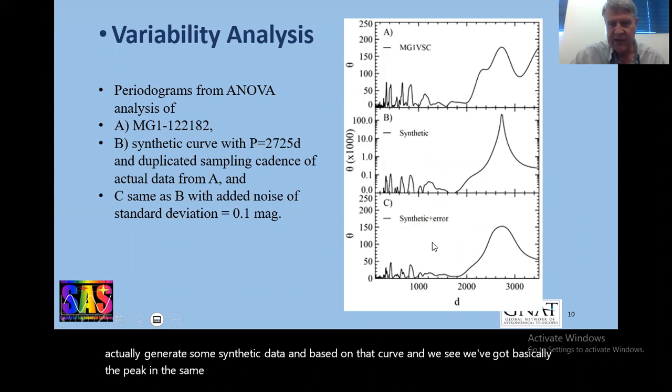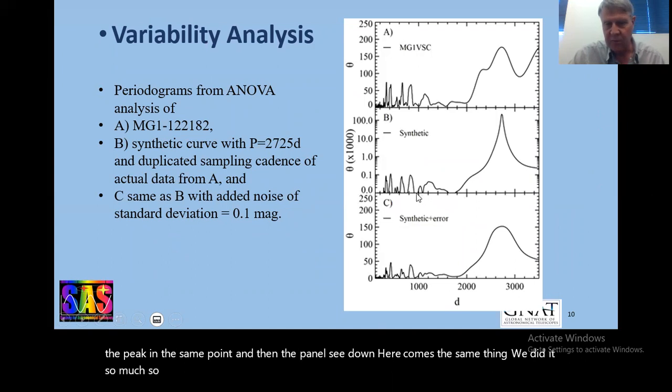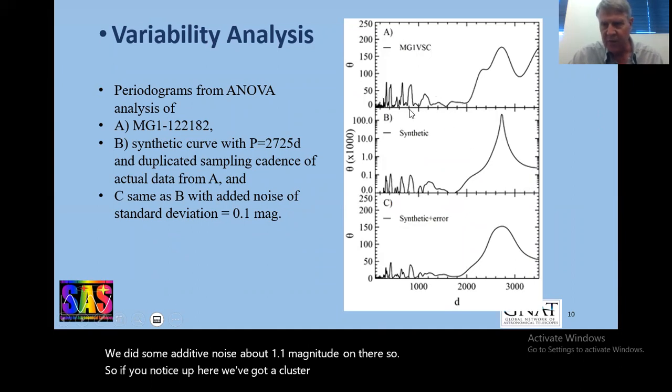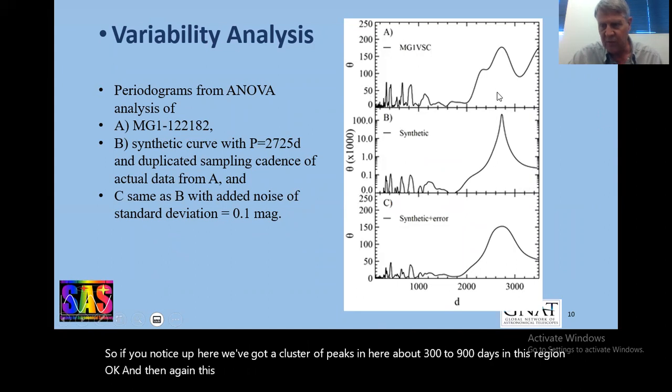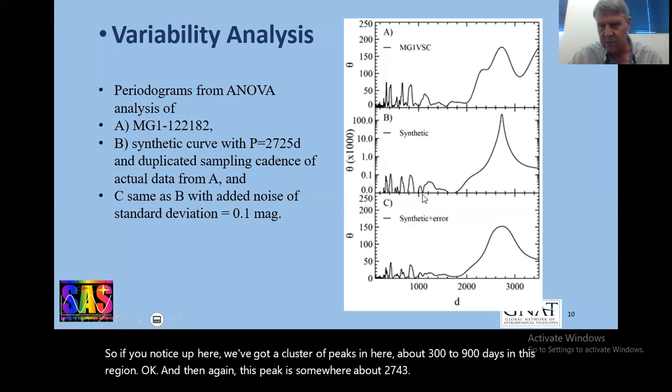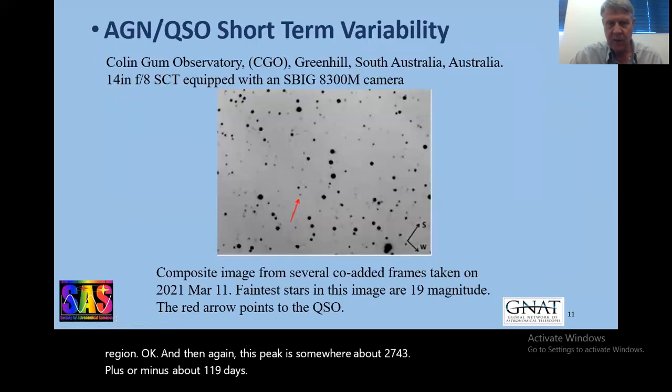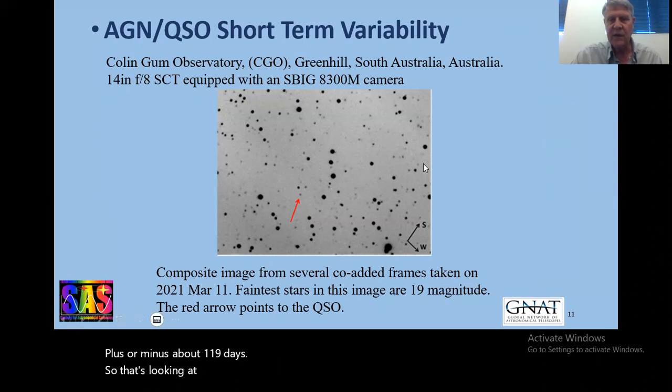And then panel C down here is the same thing. We added some additive noise with about 0.1 magnitude. So if you notice up here, we've got a cluster of peaks in this region, about 300 to 900 days. Okay, and then again, this peak is somewhere about 2743, plus or minus about 119 days. So that's looking at the MG survey data.